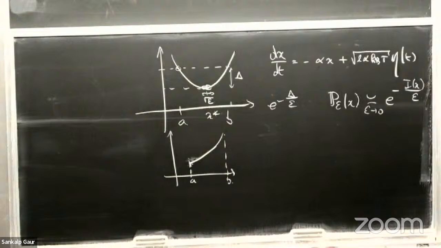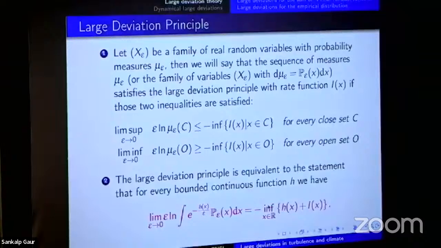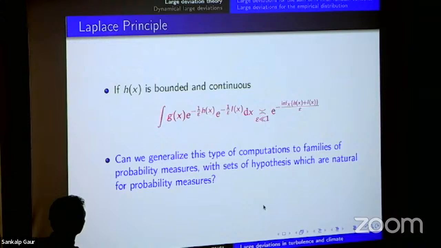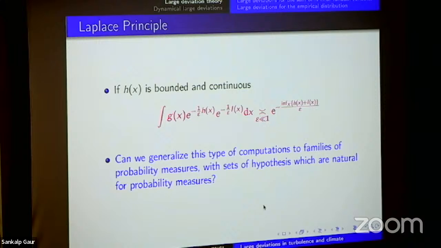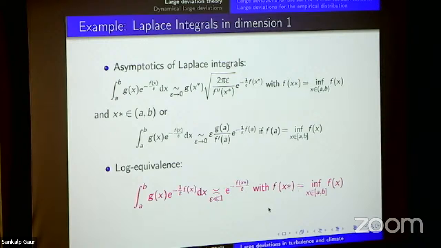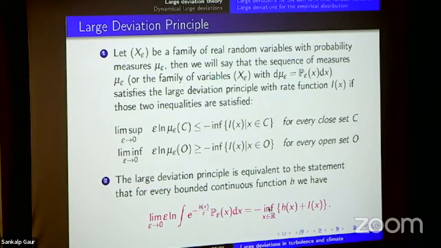Here in this integral, you have exponential of minus h of x divided by epsilon multiplied by the exponential of this one, and maybe some other factors. Then you see it's just like here, and you get naturally the same kind of result as the one I was explaining before for the Laplace integral. So the definition of a large deviation principle like that allows you to have this Laplace principle for any function h that has the correct properties.